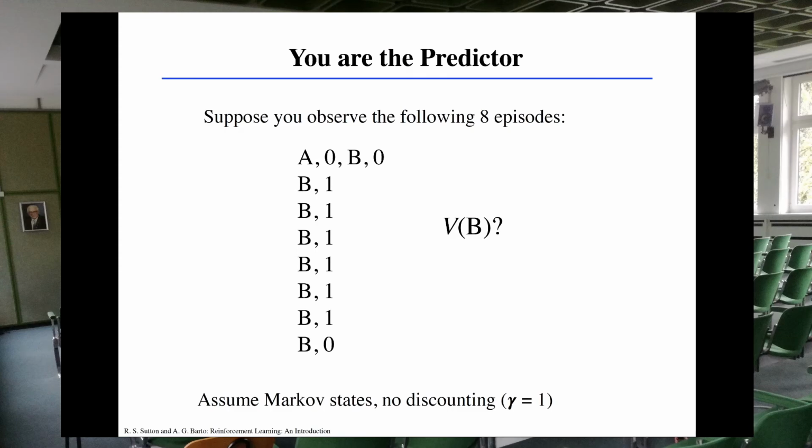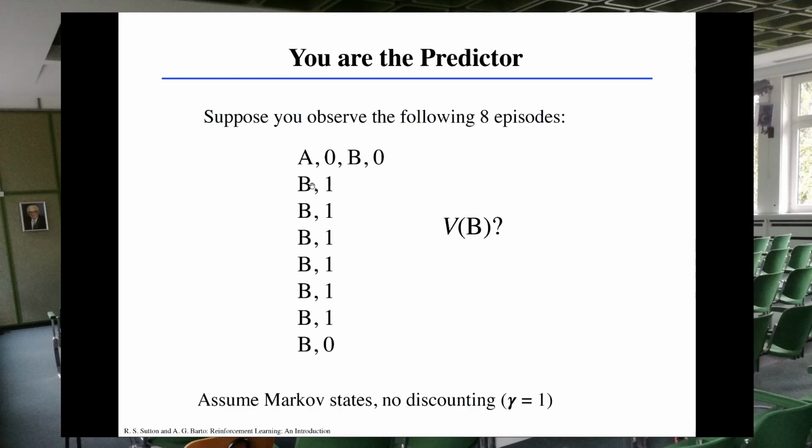Let's see this example where we can see why these methods get to different results. Suppose that you have an MDP where you have only two states, state A and state B, and you have these observations. After visiting state A, you get a reward of 0, and you transition to state B, and after state B, you get a reward of 0. Okay, so this is, let's say, one episode that you observe.